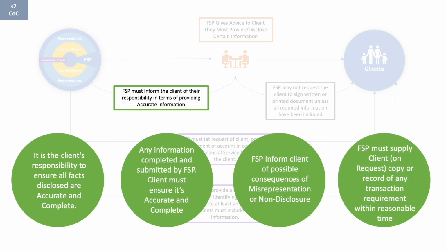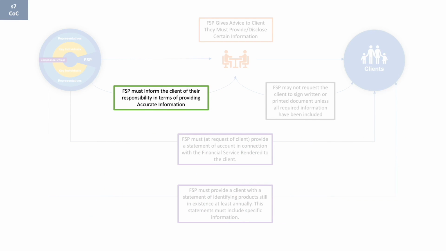The FSP must supply the client, on request, a copy or record of any transaction requirements within reasonable time. So we have seen that the client needs to ensure that they provide the FSP with accurate information and that any information that is used by the FSP is accurate, because any misrepresentation or non-disclosure could have an adverse effect on the advice given and or provided.